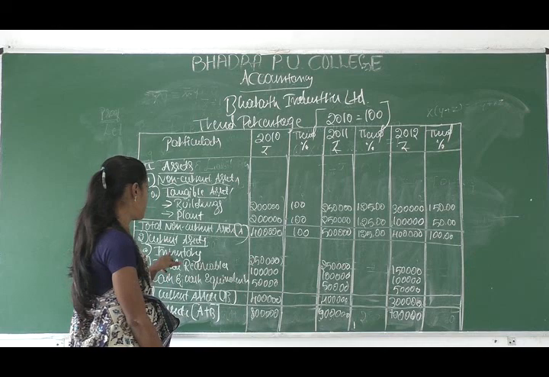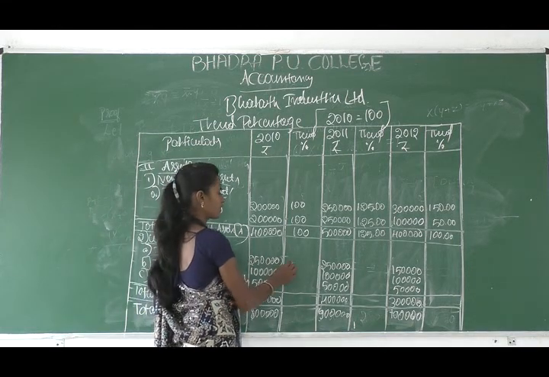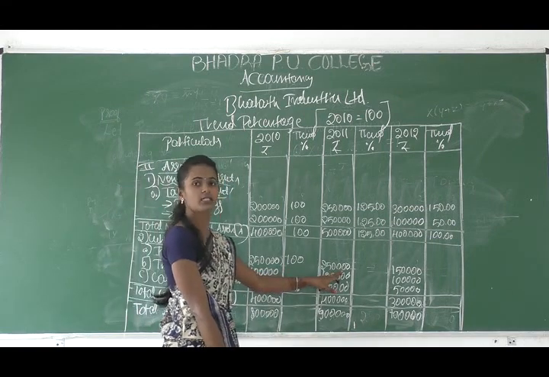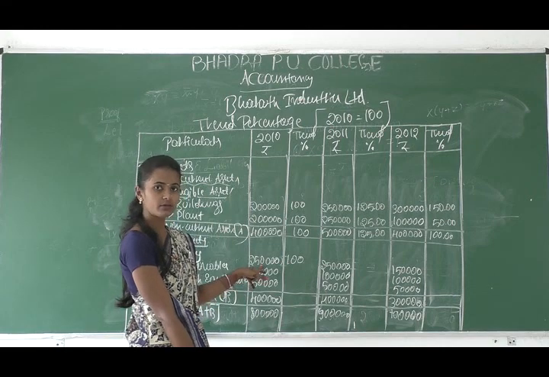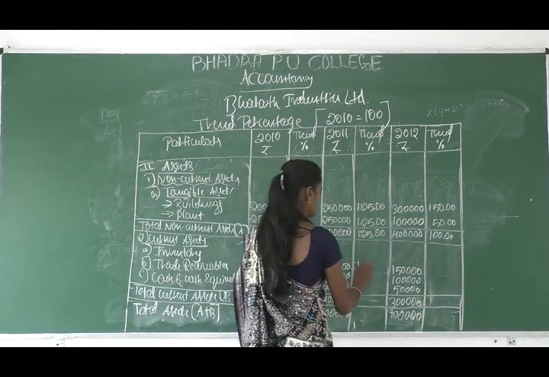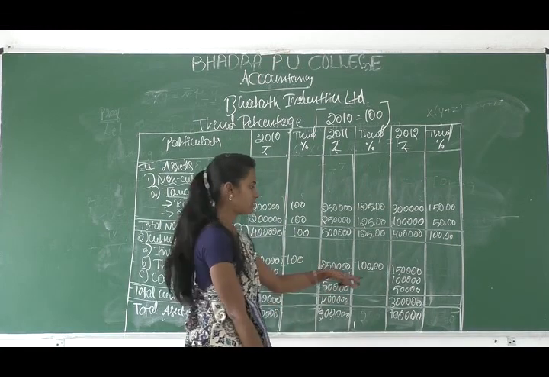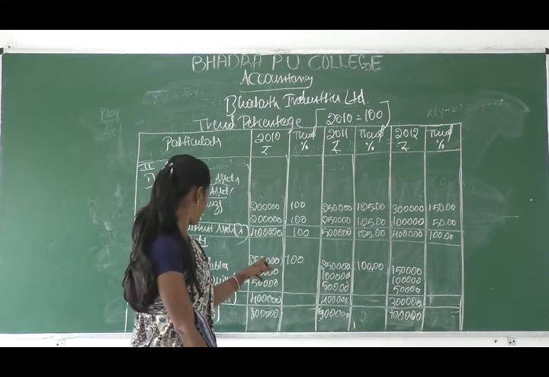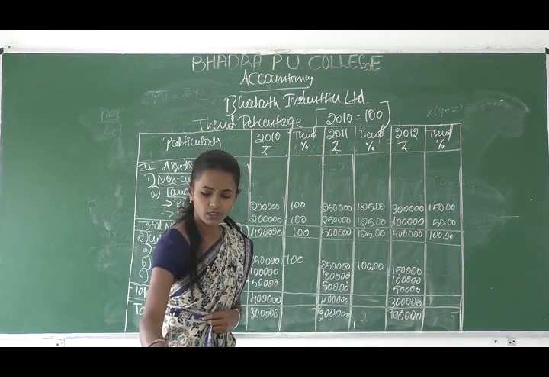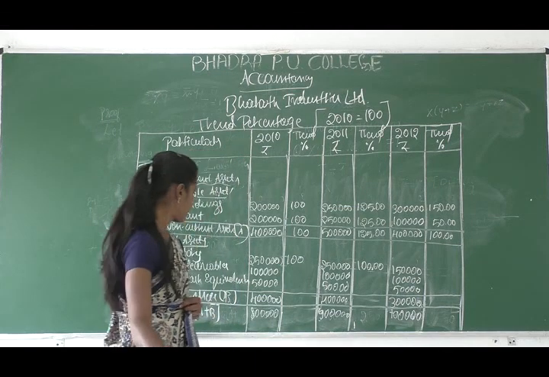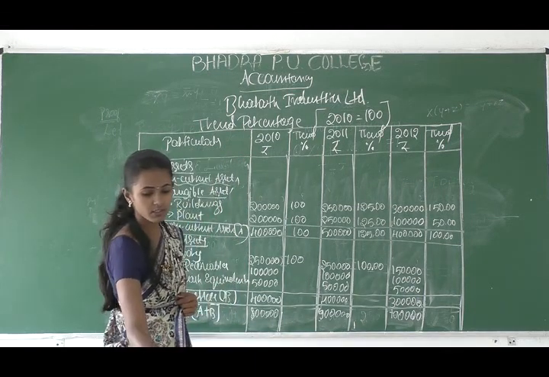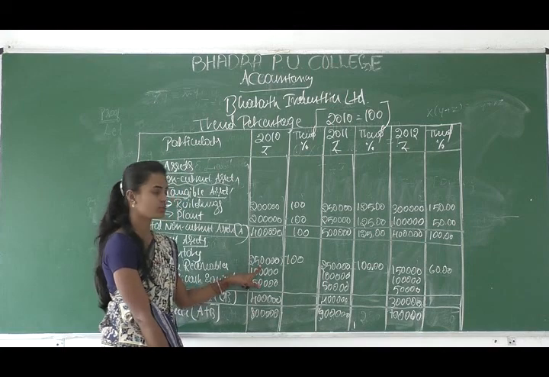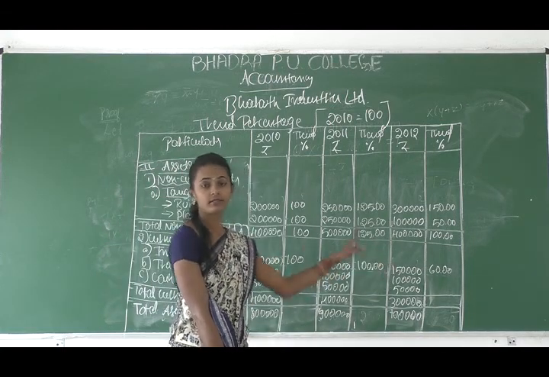Here, inventories in 2010 is 2,50,000 and the percentage is 100%. Here 2,50,000 divided by 2,50,000 into 100 again gives 100%. And here it's 1,50,000, divided by base year value 2,50,000 into 100, which gives 60%.